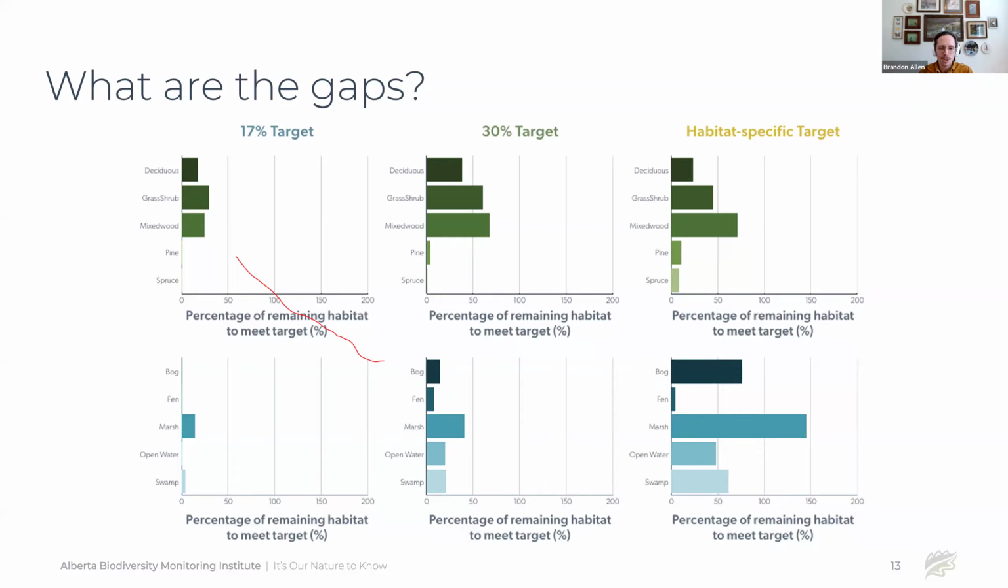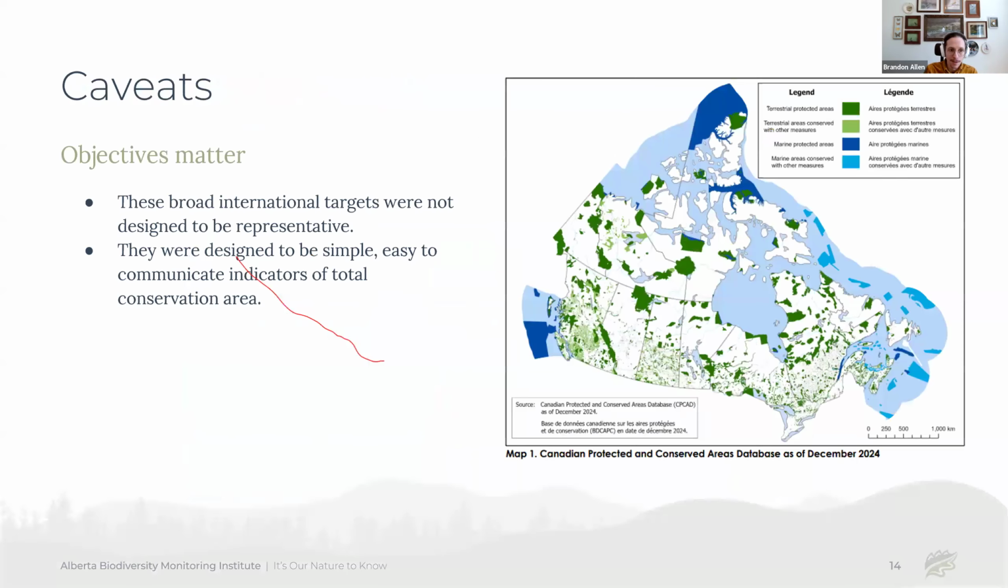So again, it's really nice to use a broad set of targets and understand, are these achievable across habitat types, and what are the potential gaps in terms of habitat representation across our protected systems? That is a very quick rundown of what we talked about in the science letter, but I do think it's important to have a few caveats in mind as you're interpreting this.